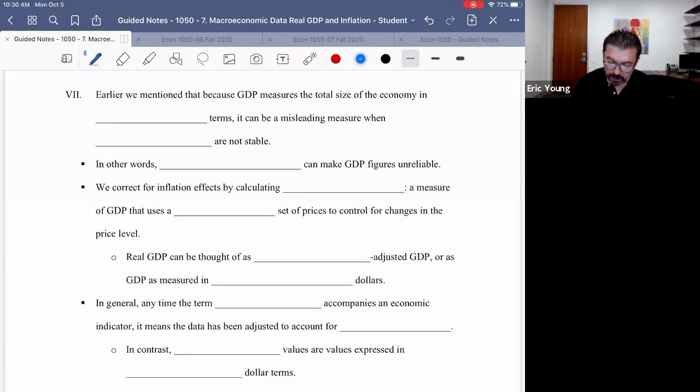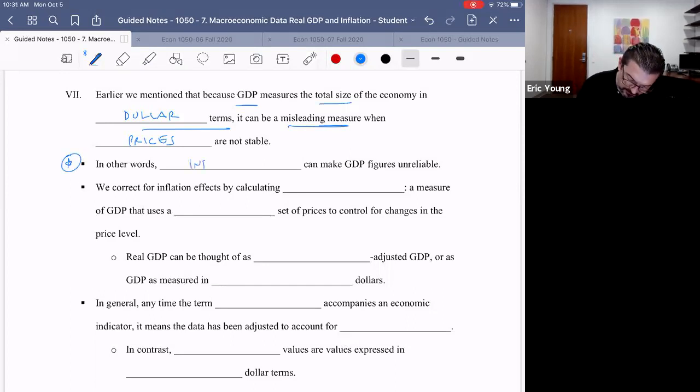Earlier we mentioned that because GDP measures the total size of the economy in dollar terms, and that was critical, GDP can be a misleading measurement when prices are not stable. In other words, inflation, what we just talked about in that last video, can make GDP numbers unreliable. If you go back to that first video, we gave a simple example. I think it might have been cars. I forget what it was.